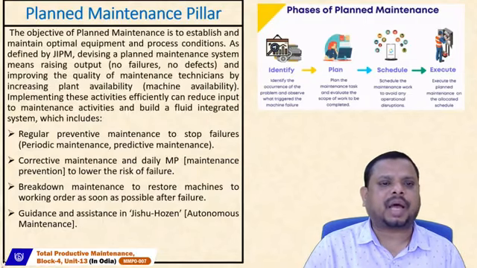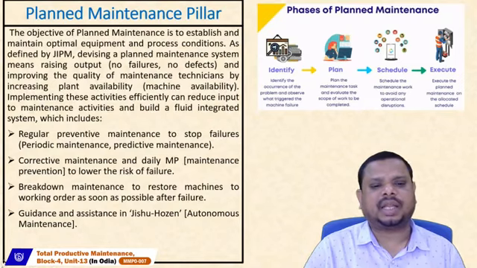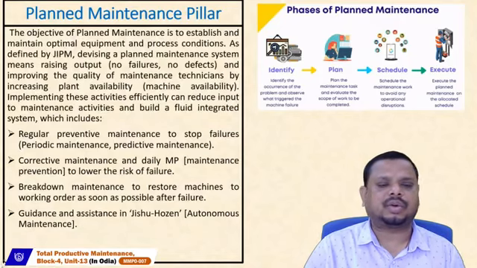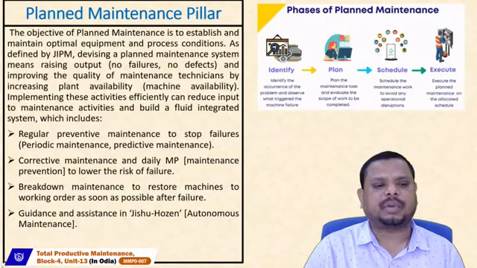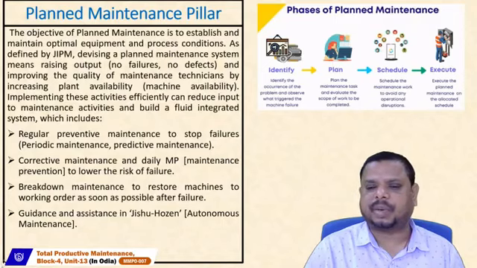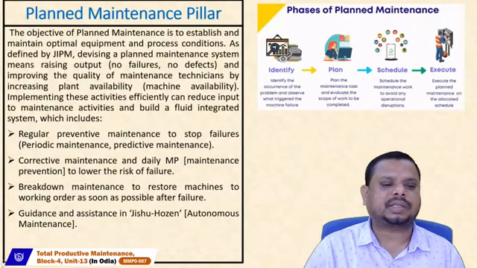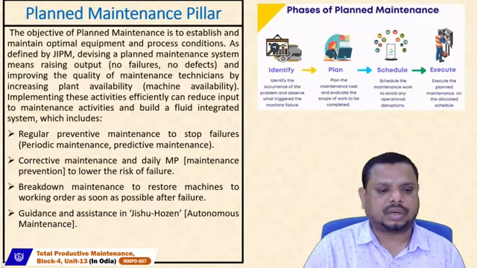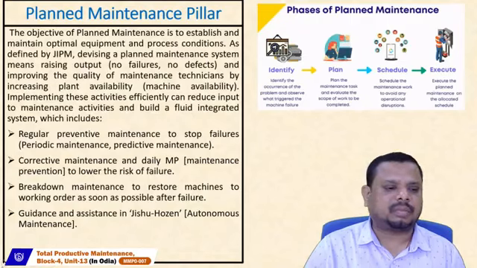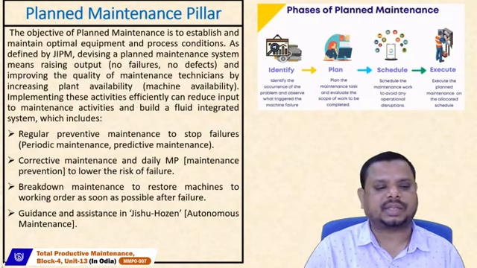So by implementing the planned maintenance pillar, it efficiently reduces the input to maintenance activities and builds a fluid integrated system which includes, first, regular preventive maintenance to stop failures. That means you have to include periodic maintenance and predictive maintenance. The second is corrective maintenance and daily maintenance practices to lower the risk of failures. Then breakdown maintenance to restore the machines to working order as soon as possible after failures. And they are also focused on guidance and assistance in the case of Jishu Hozen, a Japanese word which basically means autonomous maintenance systems.